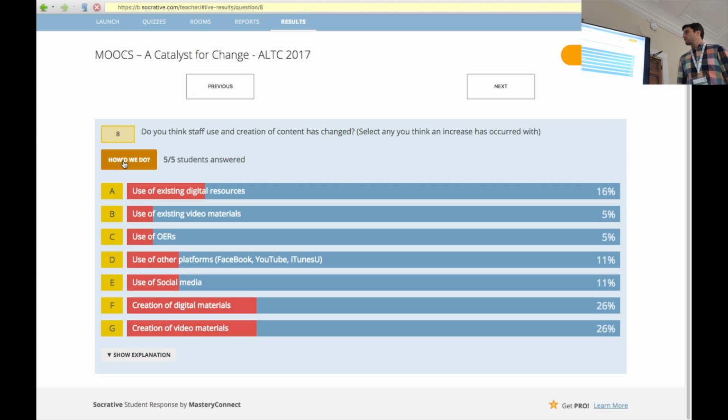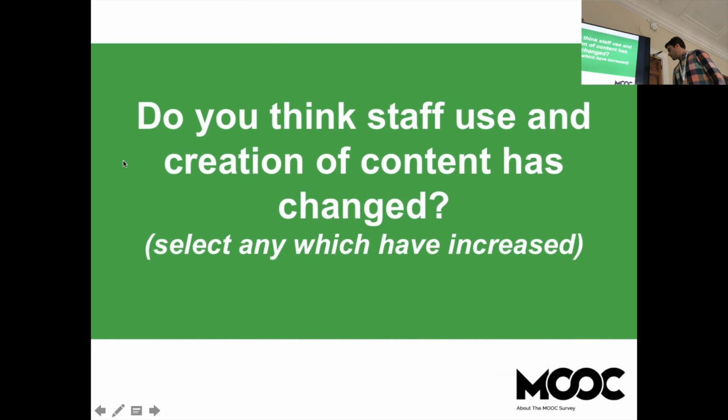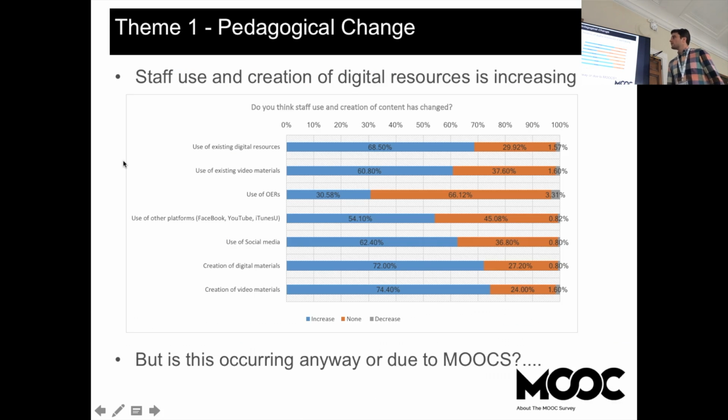Okay, that's interesting. Some people think the existing resources have increased, but not that many. And there's a bit of apathy, like maybe there's a bit of increase going on, but I think most people are probably unsure. That's what I would take from that. And in fact, the survey itself said that staff creation and provision of digital resources is increasing, but they're relatively balanced. A lot of people are saying, well, there's obviously a trend here, but it's not consistently that everybody is doing this.